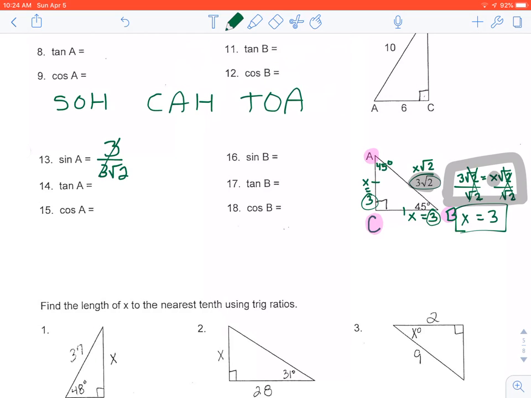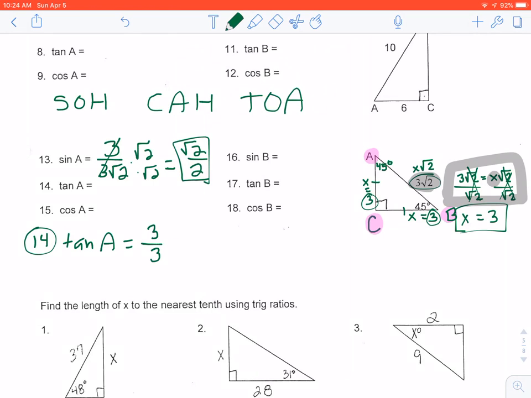Those 3's cancel, and then you need to rationalize the denominator. So multiply the top and bottom by square root 2. So you end up with square root 2 over 2. 14 is tangent of A. Let me come down here so I have more room. Tangent of A is opposite over adjacent. The opposite is 3, and the adjacent is 3. So you end up with 1.